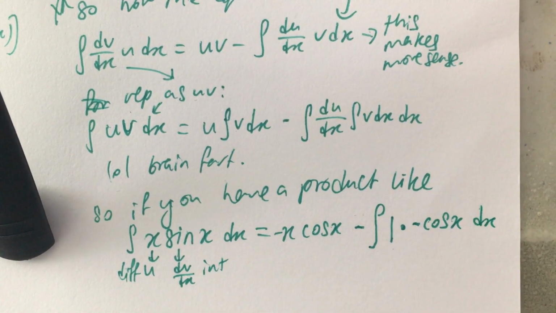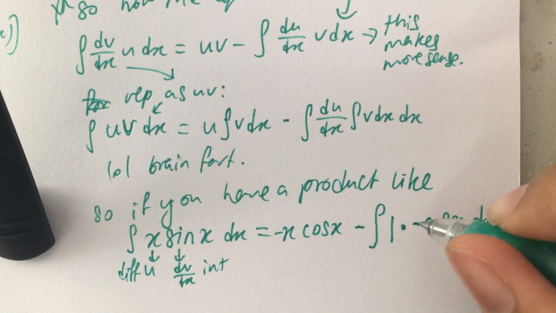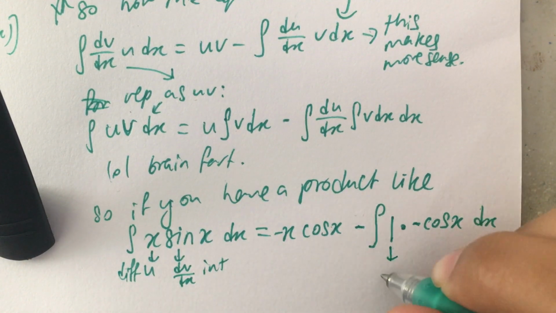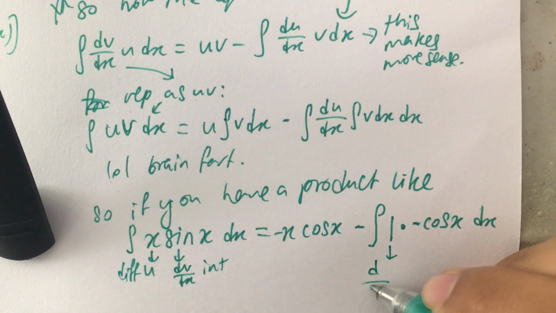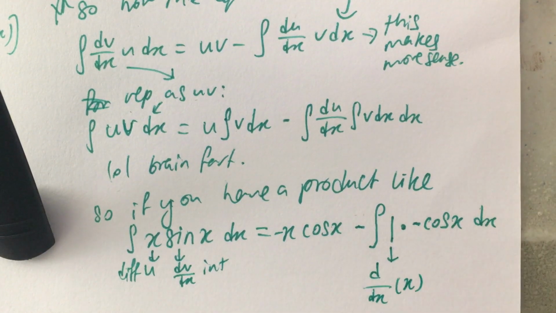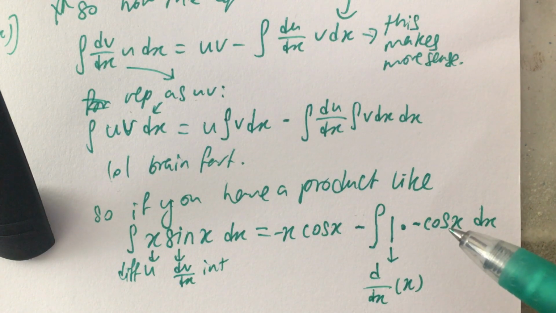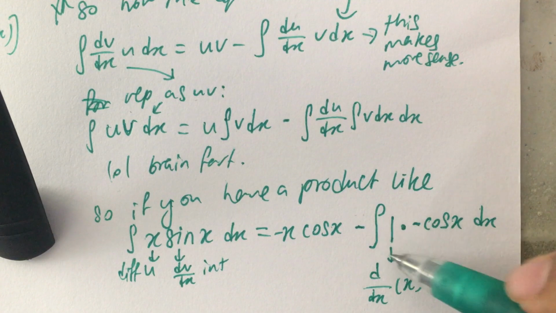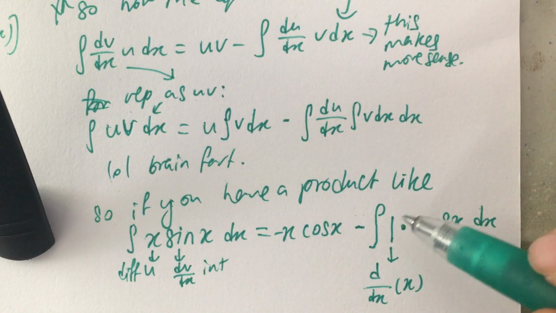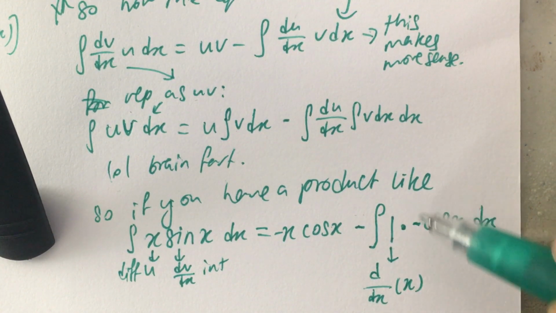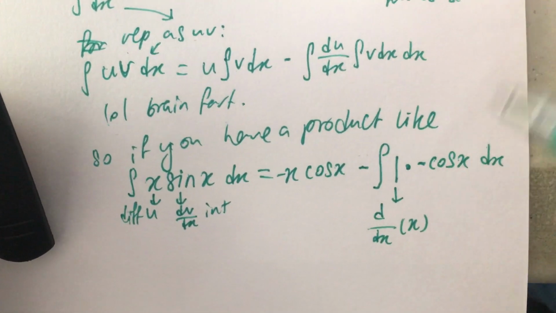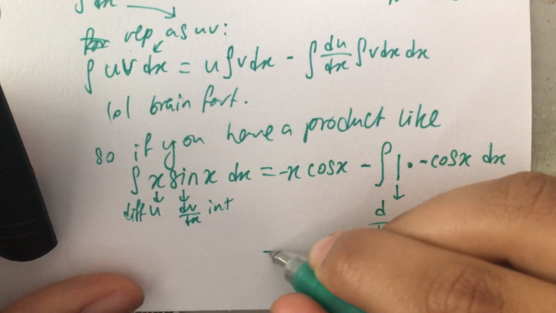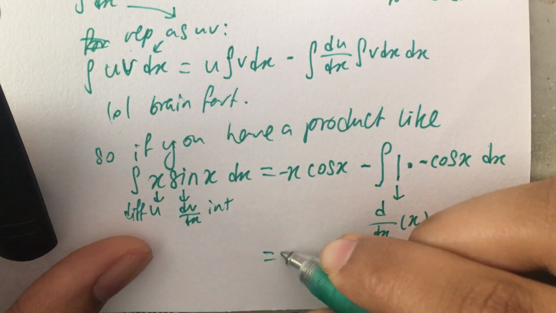So what you do then is you integrate sine x, which will give you negative cosine x, and you times it by x, of course, because it is just u. So you get negative x cosine x, and then you minus the v, right, your negative cosine x, and for x you differentiate it, and so your integration will be that of negative cosine x, and then next you can just integrate negative cosine x and you'll get your final answer. Yeah, that's the point of integration by parts.